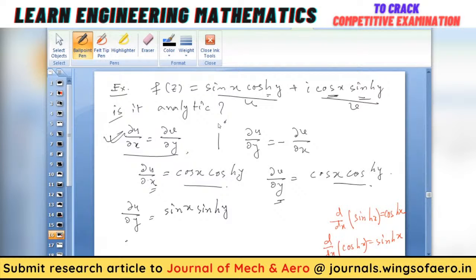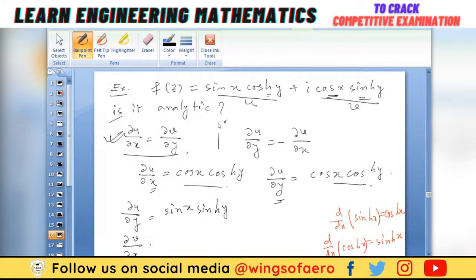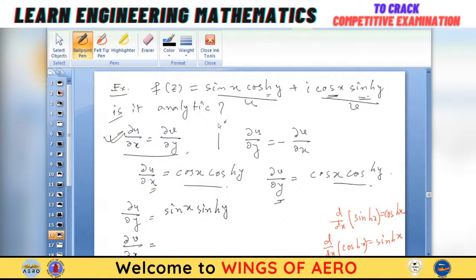And next one is del v del x. Now del v del x means cos x sine hyperbolic y, where sine hyperbolic y is a constant term. Cos x means minus sin x.